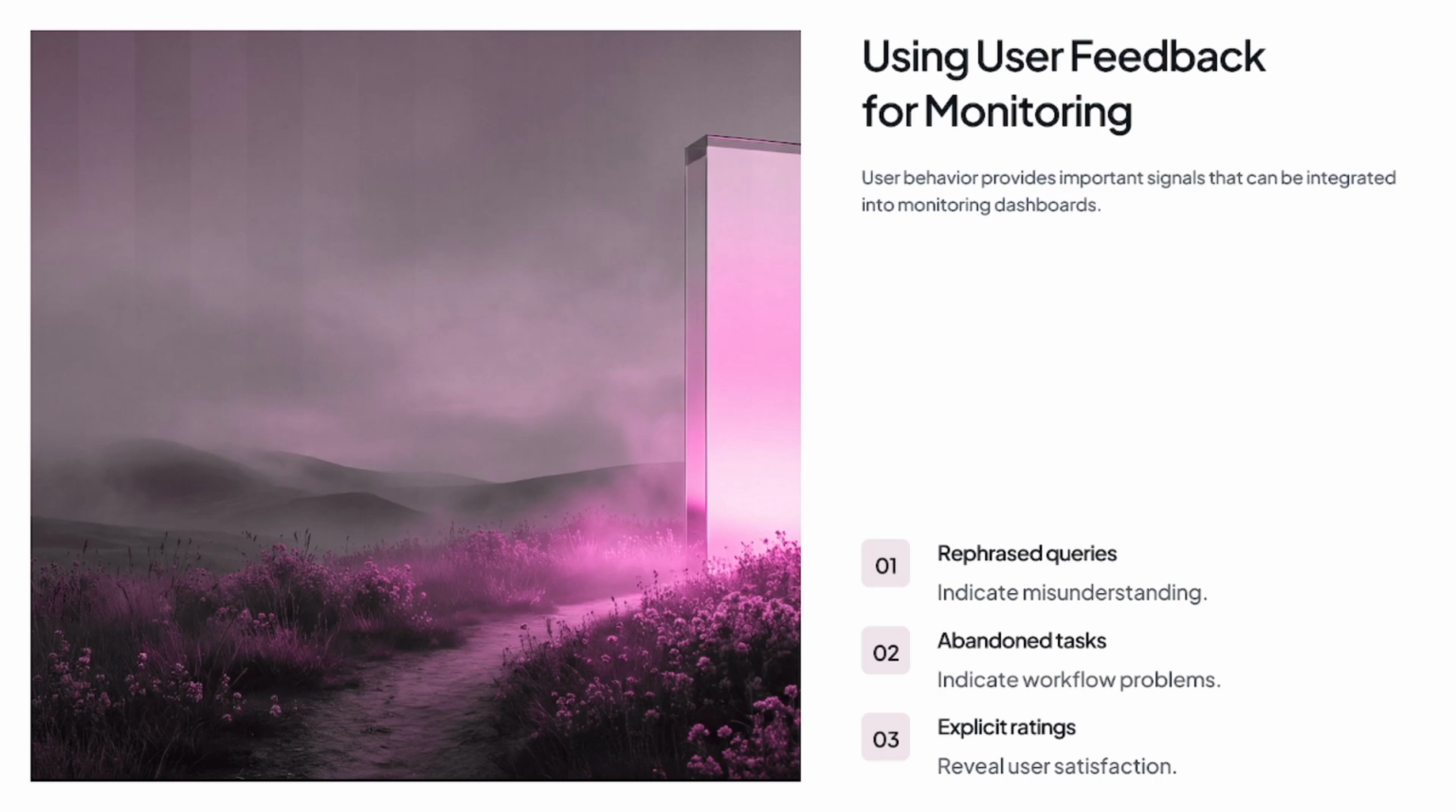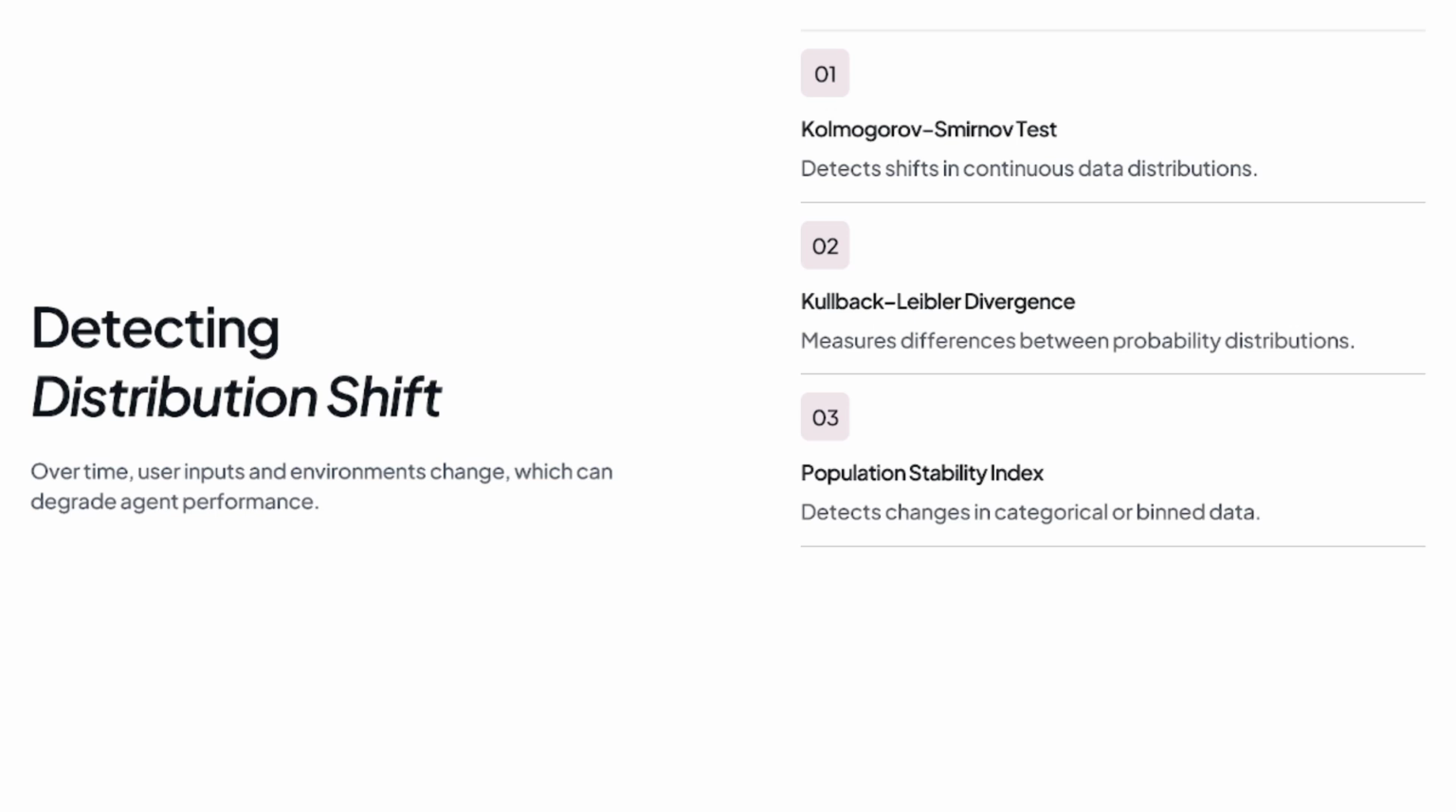Using user feedback for monitoring. User behavior provides important signals that can be integrated into the monitoring dashboard. You are designing for people, so you should also collect feedback from them to monitor the system. You can use their rephrased queries, abandoned tasks, and explicit ratings to monitor the reliability of the system.